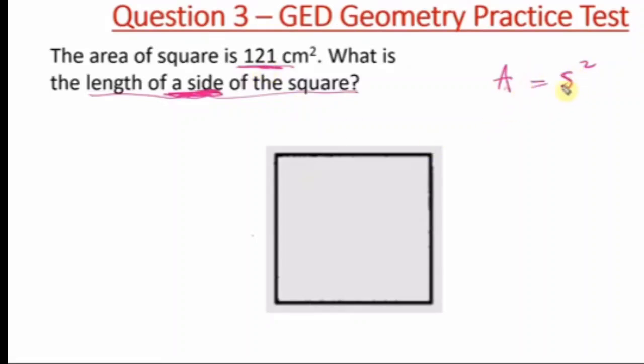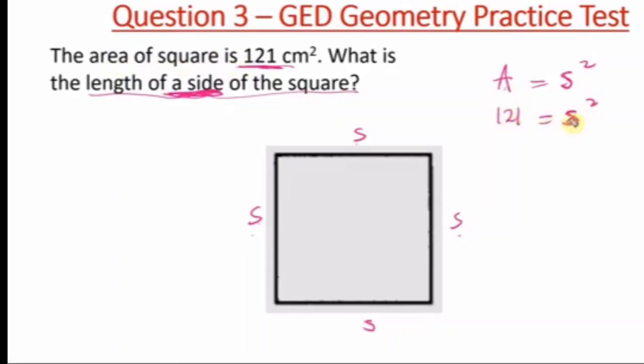121. So what to look for? The length of a side. That's one side, S. You know a square has all sides equal. So if this is S, this is S, this is S, and also this is S. So one side, all sides are equal. So what do we just look for? S alone. So here the area of this square is 121 equal to S square.